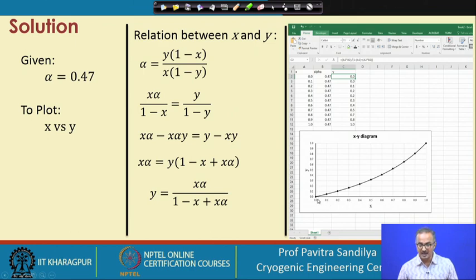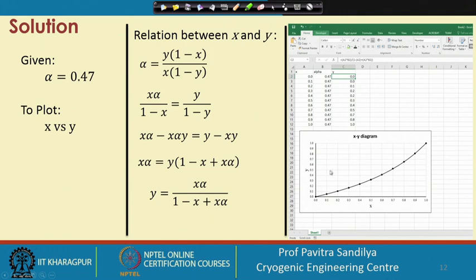On the y axis, and we find that this is the nature of the curve. Now, please note that it may be concave or convex upward. In this case we find it is concave upward. Whenever you have the curve which is made for the low volatile component, you will always get a concave upward.